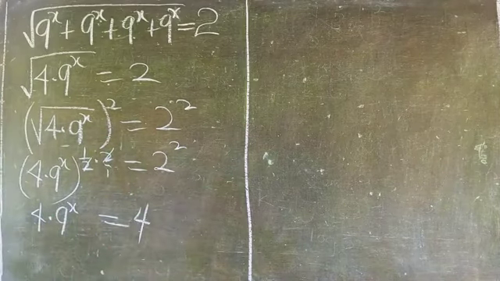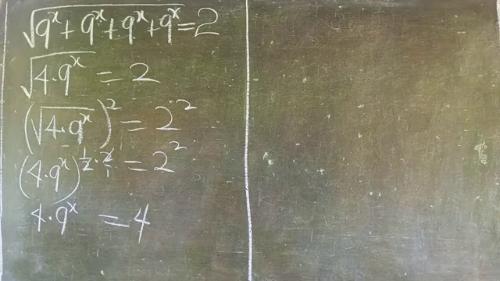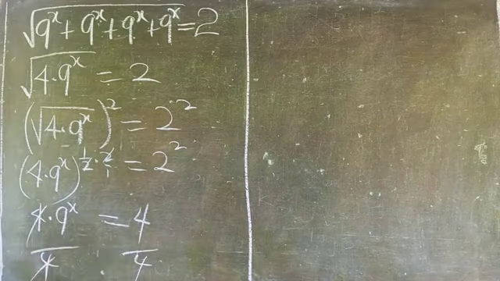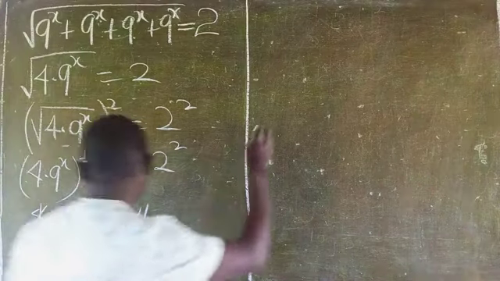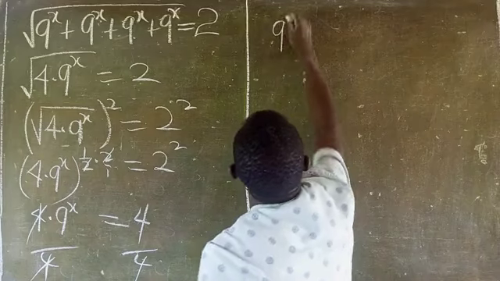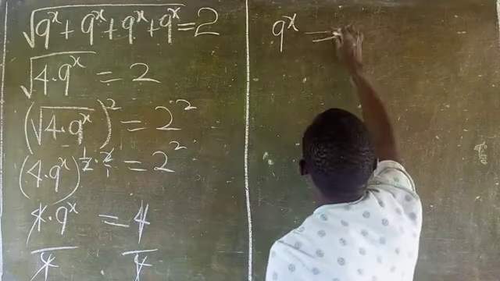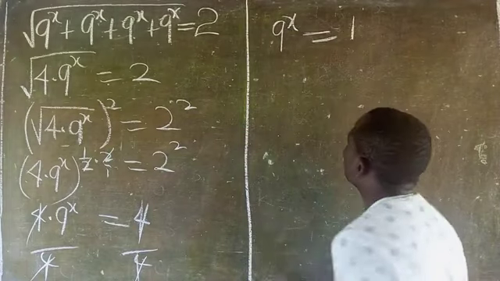This is 4. If we divide through by 4, we divide this side by 4 and the other side by 4. Of course, we cancel 4, and we'll be left with 9 raised to power x equals 1.